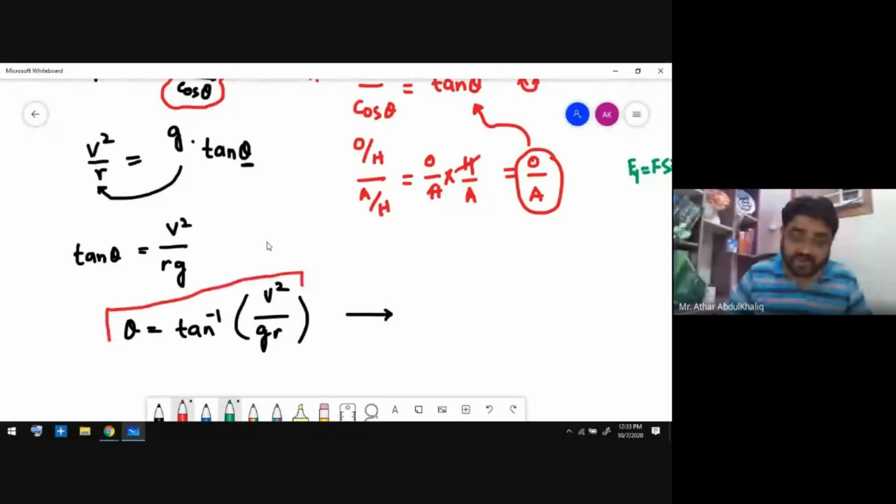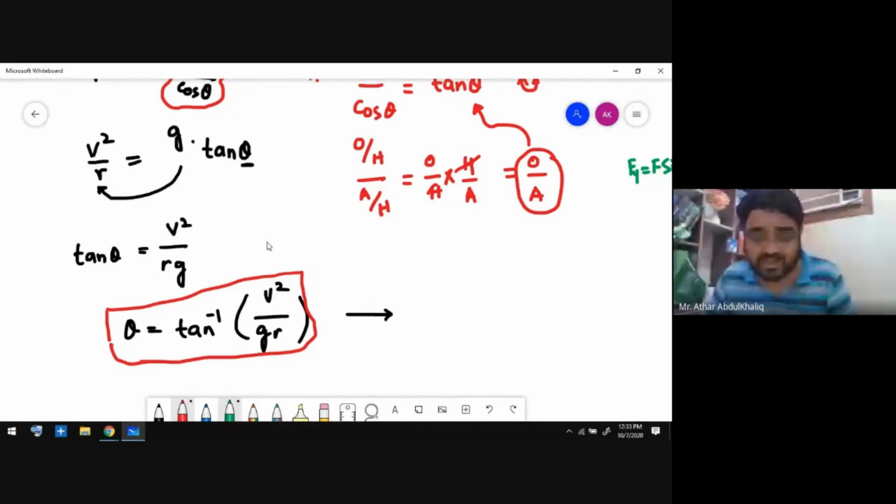I know this is something really difficult to absorb when you are deriving the formulas, but it is the question's demand, so we did it. Now this is the angle theta. Before I solve for the values, I will give you one very important thing.